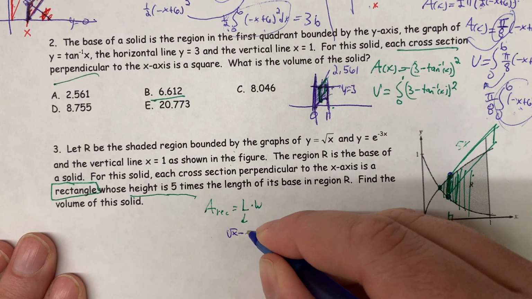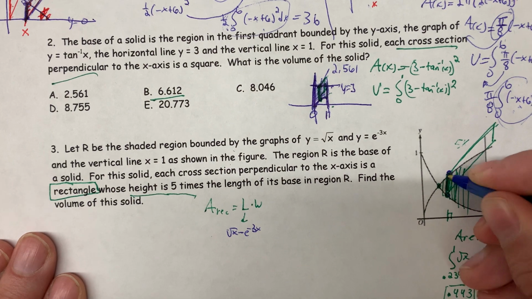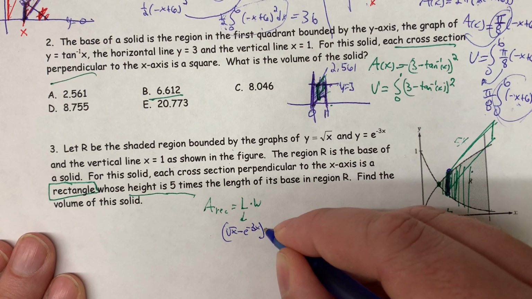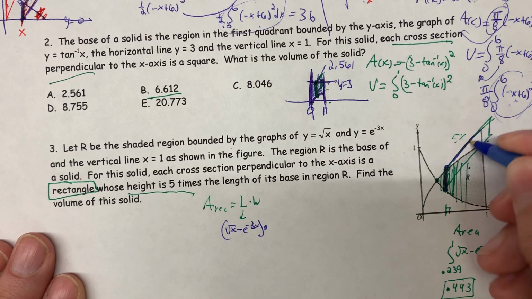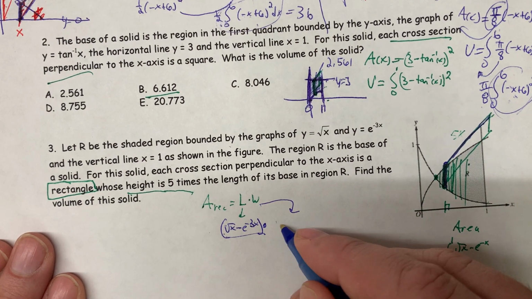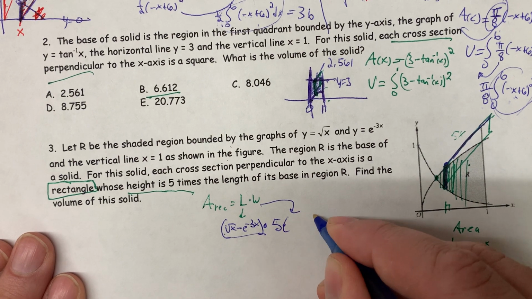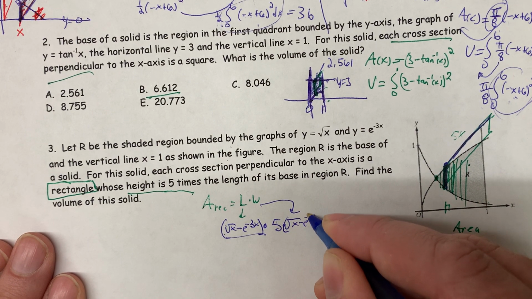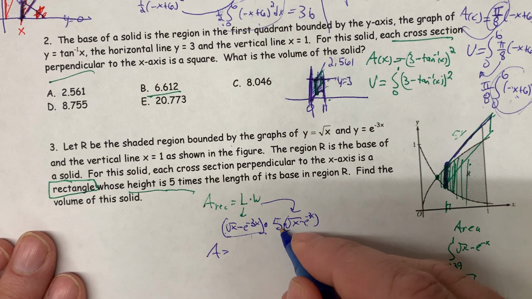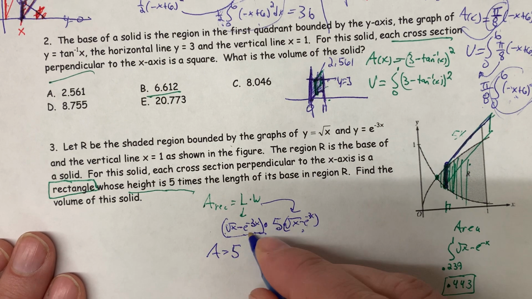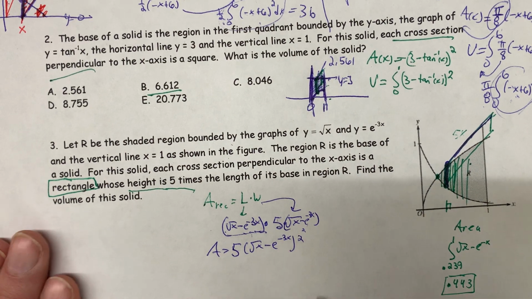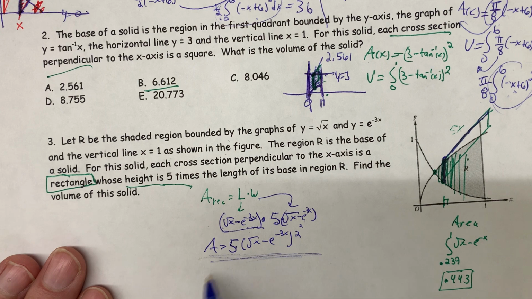And the length of this rectangle is going to be square root of x minus e to the negative 3x, because that is the difference between these two heights. That's the length of the rectangle, right? And the width is going to be 5 times that amount. So 5 times that same thing, square root of x minus e to the negative 3x. This can be simplified a little bit. So the area is, I'm going to put the constant in front, and this is the exact same thing twice. So this is 5 times square root of x minus e to the negative 3x, squared. So this is the area of the rectangle.